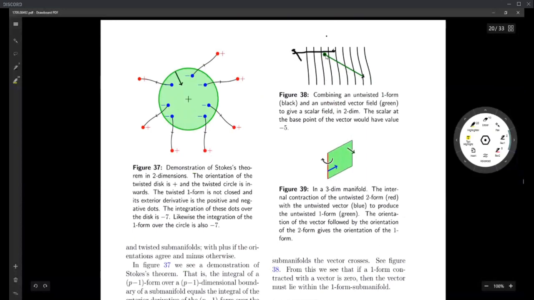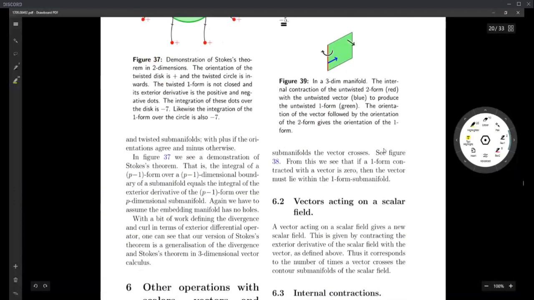We just combine an untwisted one form, right? And an untwisted vector field, a vector field that's going this way. And what we do is we just count the number of lines that this vector passes through. So that's 1, 2, 3, 4, and 5. Right? But then we see here that it's minus 5, right? Why is it minus 5? Simple, because it's oriented to the left, right?